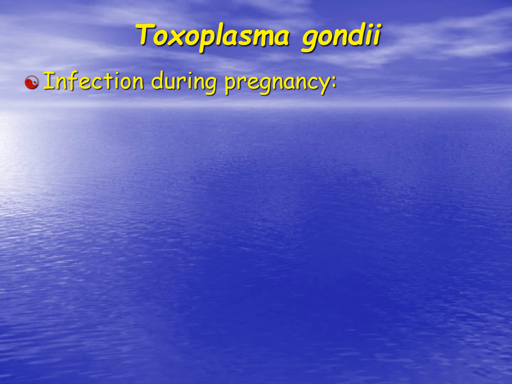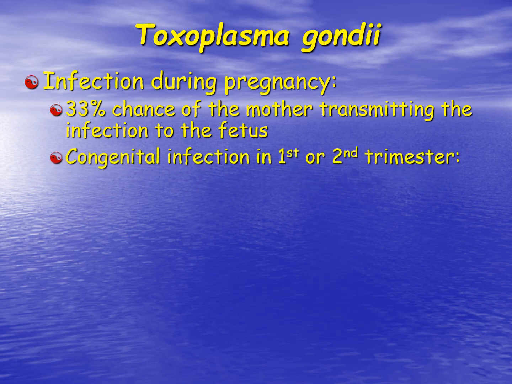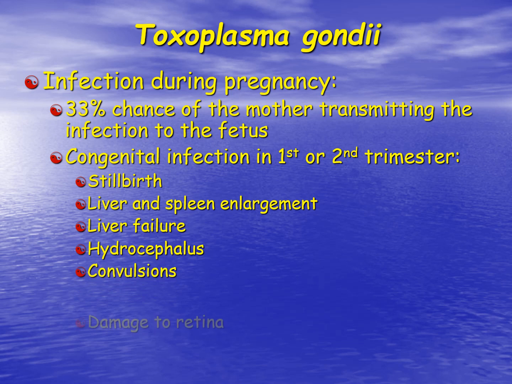Now, the problem with Toxoplasma gondii, besides in immune-compromised patients, is during pregnancy. There's a 33% chance of the mother transmitting the parasite to the fetus through the placental membrane. And congenital infections occur usually in the first or second trimester. This can result in stillborns. It will cause liver and spleen enlargements in the fetus, can cause liver failure in the fetus, and hydrocephalus. Even convulsions in the fetus in utero. They can damage the retina and cause blindness.